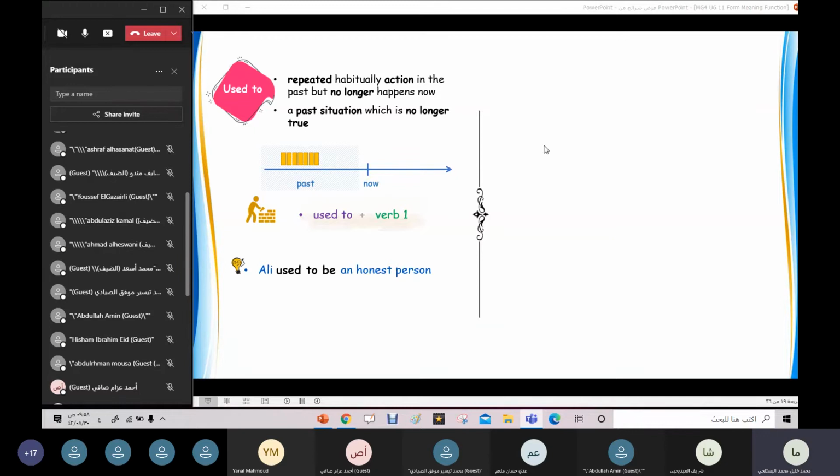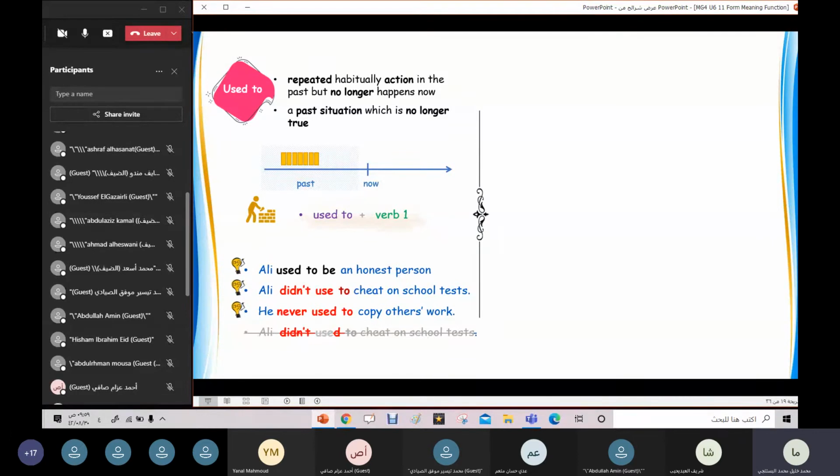Look at the example. Ali used to be an honest person. Used to be, in the past. Now, if you want to make a negative, we can say what? Ali didn't used to be. Ali didn't used to cheat on school tests. He never used to copy others' work. If you want to make a question, we can ask with did. Did Ali used to? This is about used to: repeated habitual actions in the past, but no longer happening now.